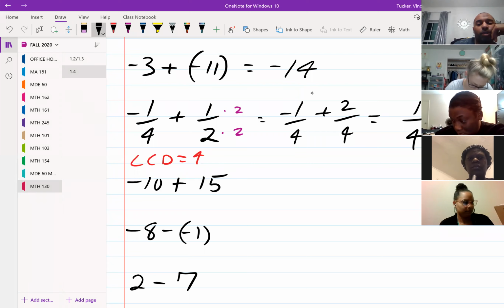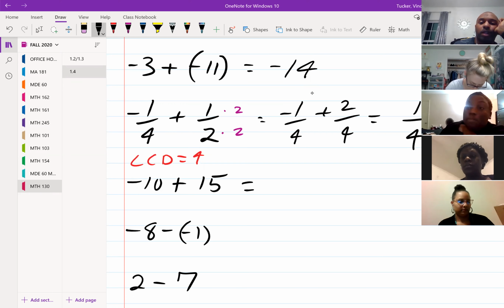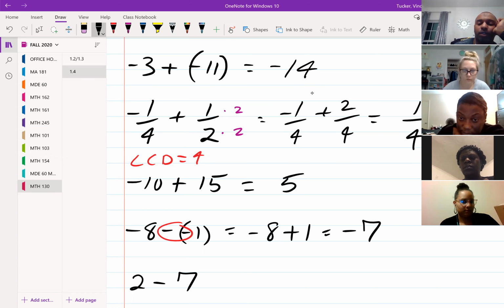So -10 plus 15, same type of deal. We have two different signs. We're going to subtract them, keep the sign of the greater. So that'll be a +5 as a result. -8 minus -1. Don't forget, negative to a negative turns positive. So that's -8 plus 1, which would be a -7.